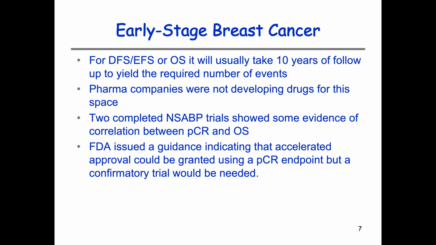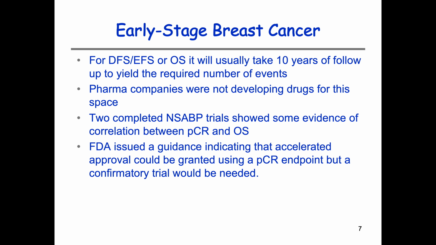Well, for DFS, disease-free survival, or EFS, event-free survival, or overall survival, it would usually take 10 years of follow-up to yield the required number of events. And pharma companies were not developing drugs for this space. So there were 2 completed NSABP trials that showed some evidence of correlation between PCR and OS. And FDA issued a guidance indicating that accelerated approval could be granted using a PCR endpoint, but a confirmatory trial would be needed.